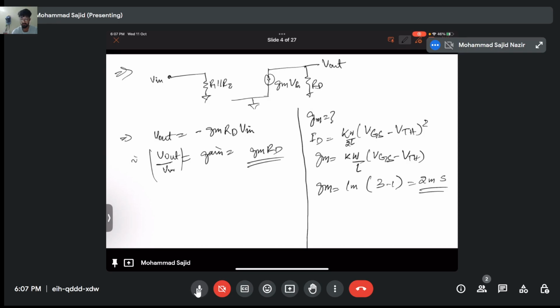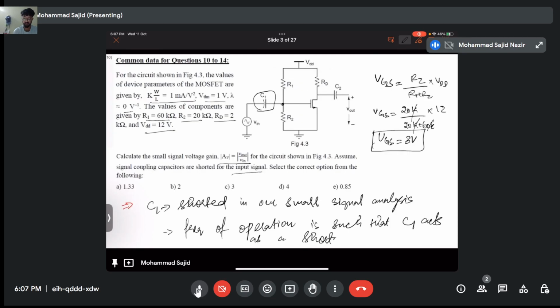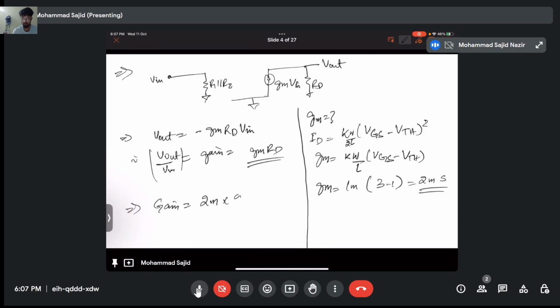We only need RD, that is given, so it will be 2 milli into RD. RD is 2 kilo ohm. So therefore, gain is 4 in magnitude. A very simple question. Should be easy for you guys to solve as well.